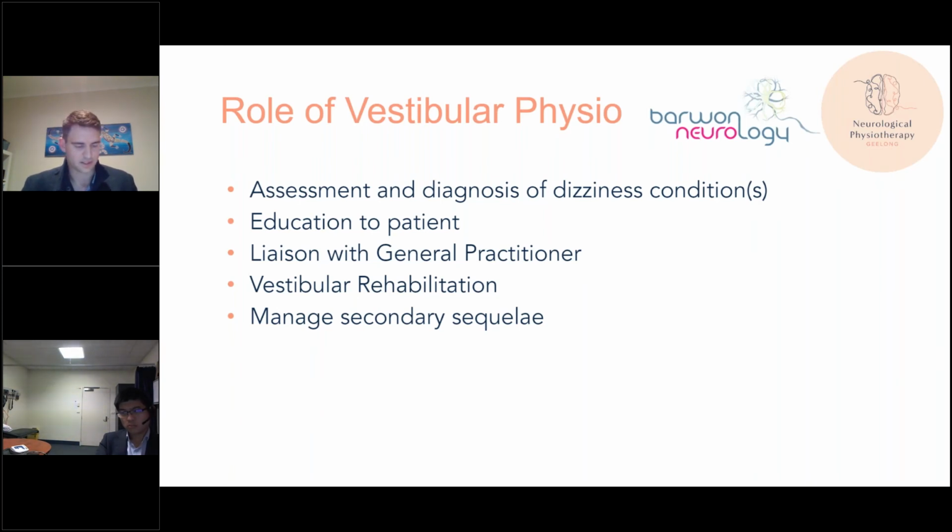We'll also want to manage the secondary sequelae, such as fear avoidance of certain tasks, neck stiffness from the head being held still, any expectations of dizziness exacerbating true dizziness. Patients can also be quite agoraphobic and can also co-present with functional gait disorders as well.